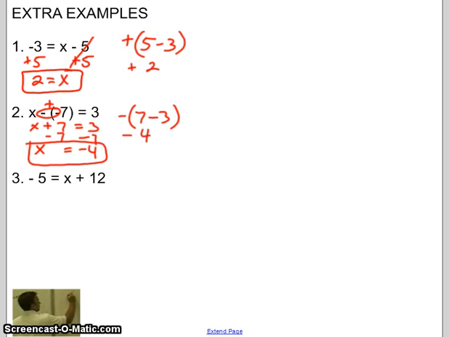Number 3, negative 5 equals x plus 12. Alright, we have plus 12, so we're going to subtract 12. Subtract 12. This cancels out. Bring down the x. Bring down the equal sign. Now we have negative 5 and negative 12. Same sign. Alright, they're both negative. So we're going to combine the numbers and then take the sign. They're both negative, so my answer is going to be negative. 5 plus 12 is 17, so my answer is going to be negative 17.